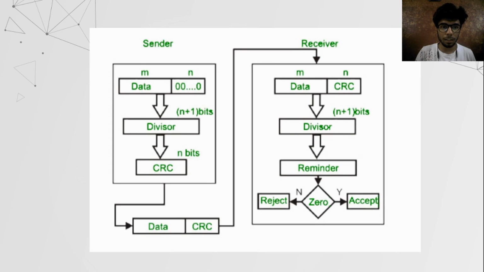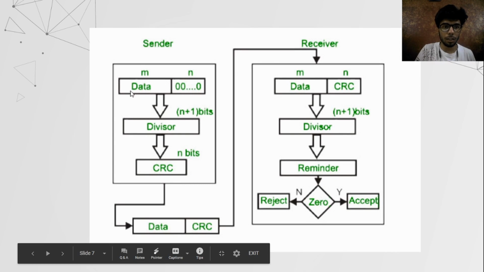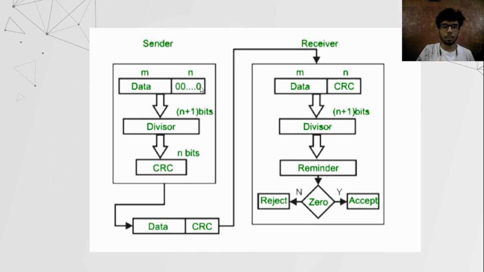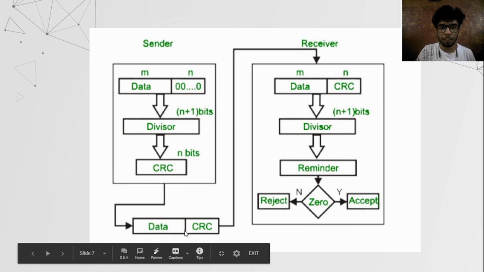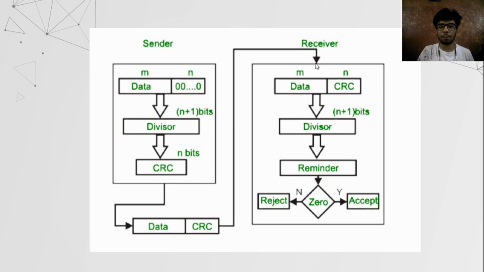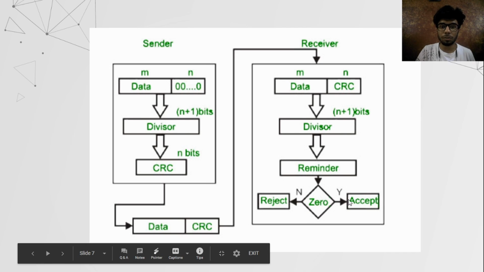First of all, we can see that in this table there is some data and we add some redundant bits to it. The data with redundant bits, when divided by the divisor, generates the CRC code, which is basically the remainder of that binary division. We send the data along with the CRC code to the receiver, and when the receiver receives it, it divides the same data along with the CRC code by the divisor, which is the generator polynomial. If the remainder comes out to be 0, we accept that data, otherwise we reject it. Now let's see it with an example.